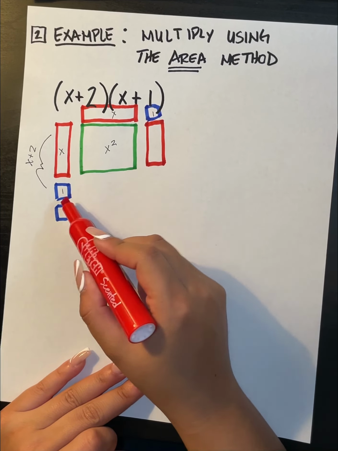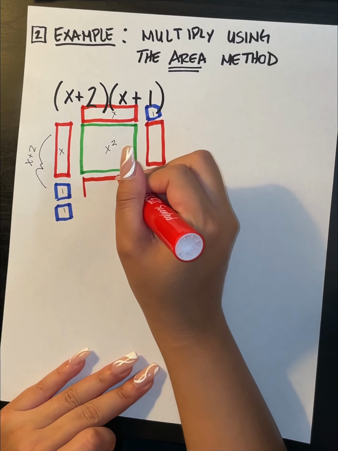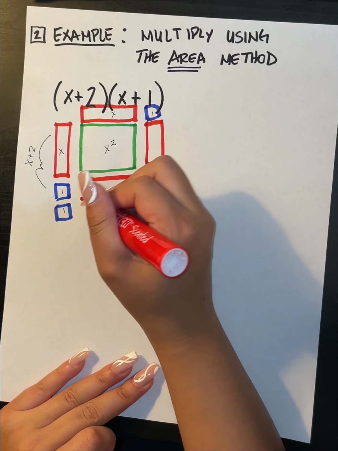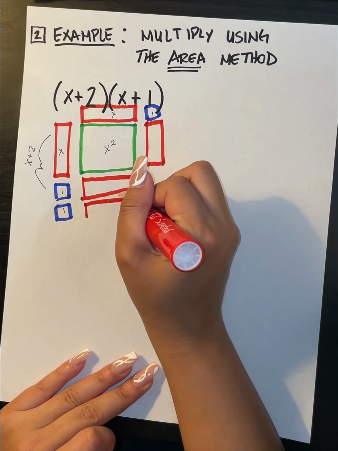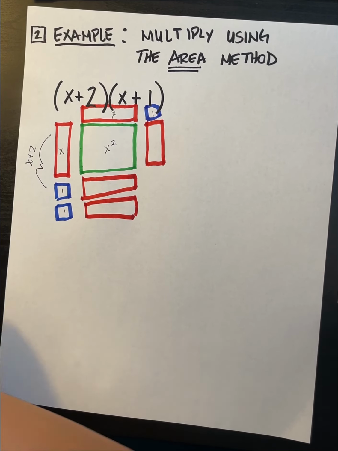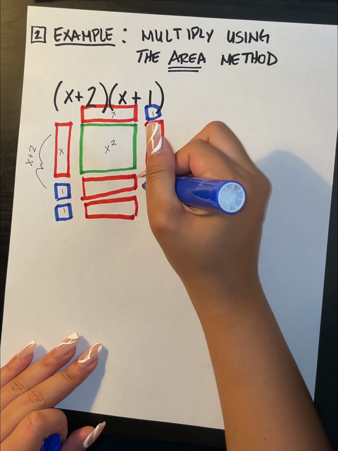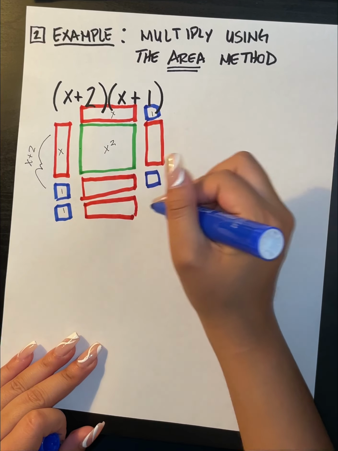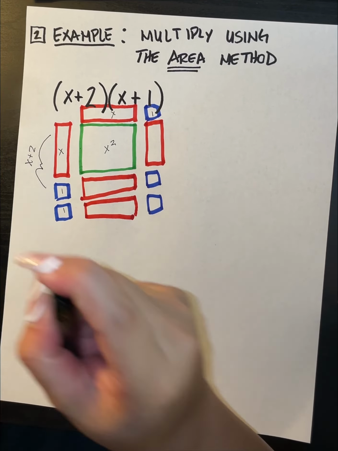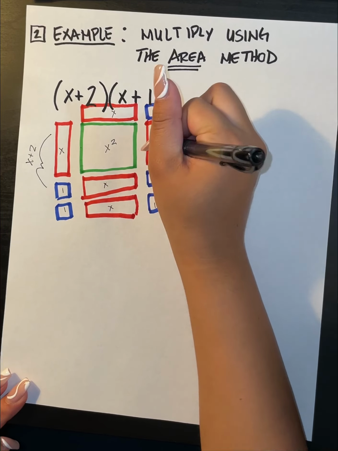And now we're going to go down. We have x times 1. And we have x times 1. And then right here we have 1 times 1, which is just 1. 1 times 1, which is just 1 again. And then I'll label these. So x squared, x, x, 1, 1.